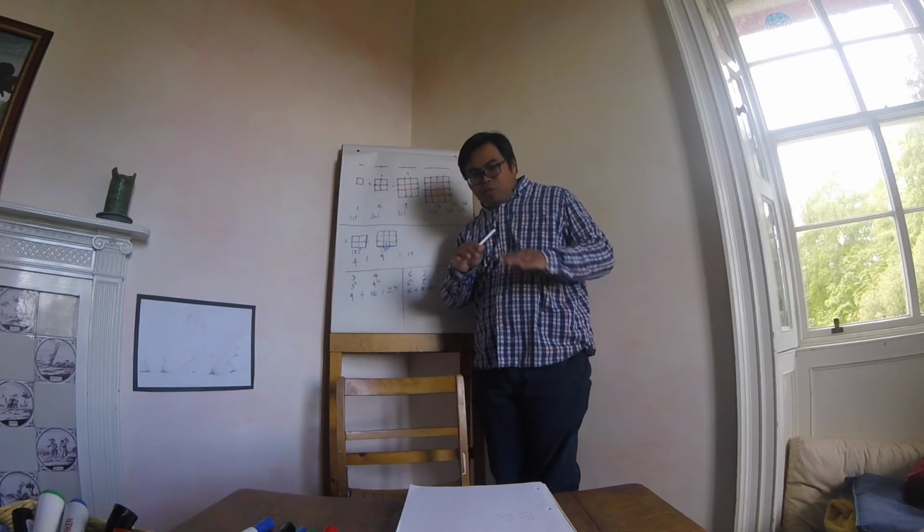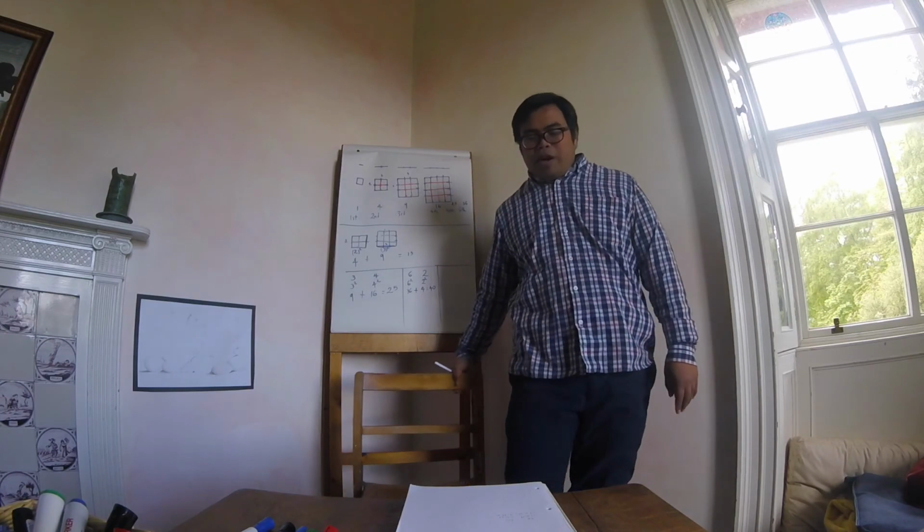Okay, let's go through here. I have 36 squares within a big square. What is the square root of 36? What was the original line before we squared it? The square root of 36 is 6. Great. Okay. What is the square root of 64?